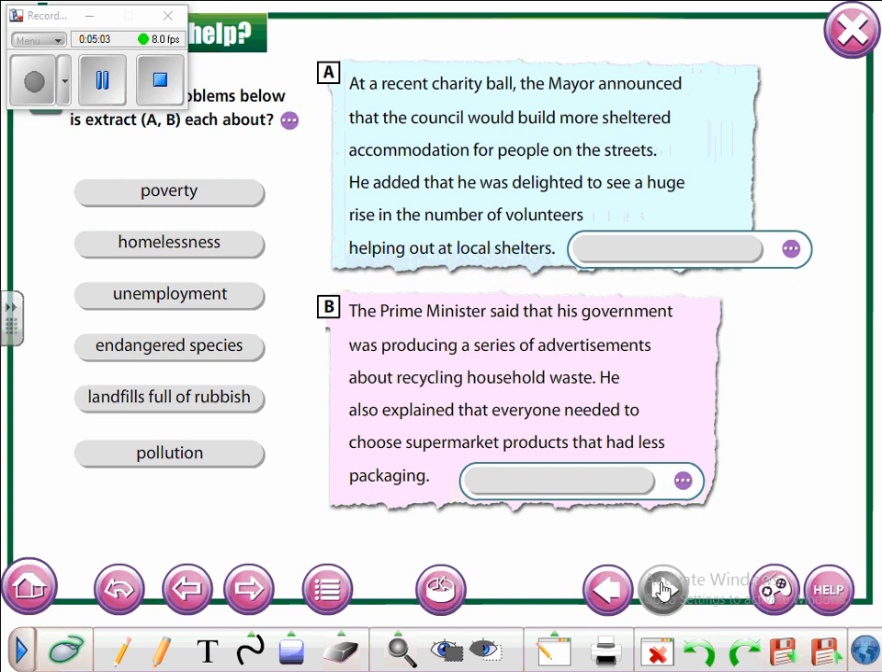Let's go to this one. We have some problems below. We're going to categorize them. So we have some issues here, and we have to name these extracts. First of all, we have poverty, homelessness, unemployment, endangered species, landfills full of rubbish, and pollution. So the first one is talking about accommodation and people that are in the streets and don't have a place to stay in. So this problem is called homelessness. Great. And the second one is talking about recycling, household waste and packaging. So this is talking about what? Yes. Landfills full of rubbish. The more rubbish you have, the more pollution you'll get.